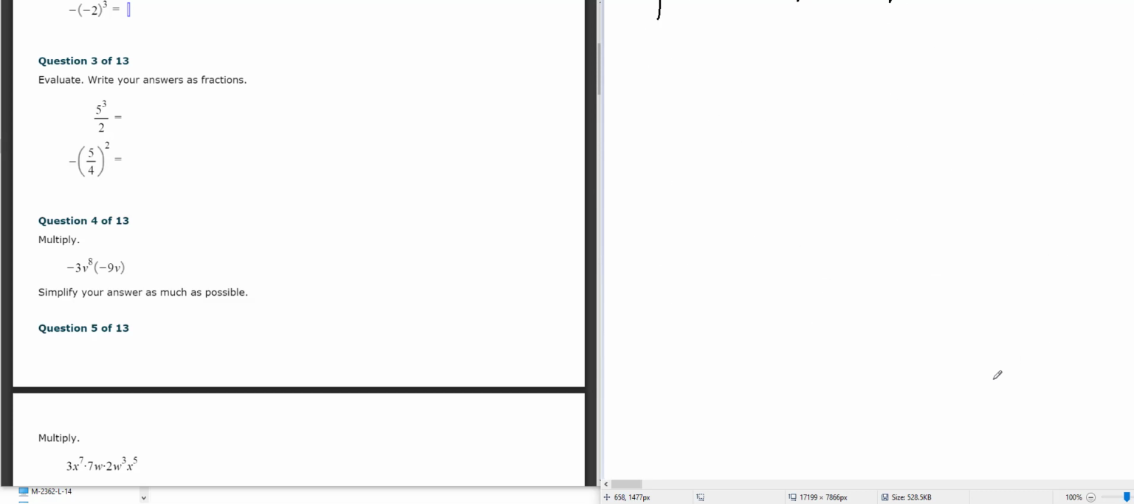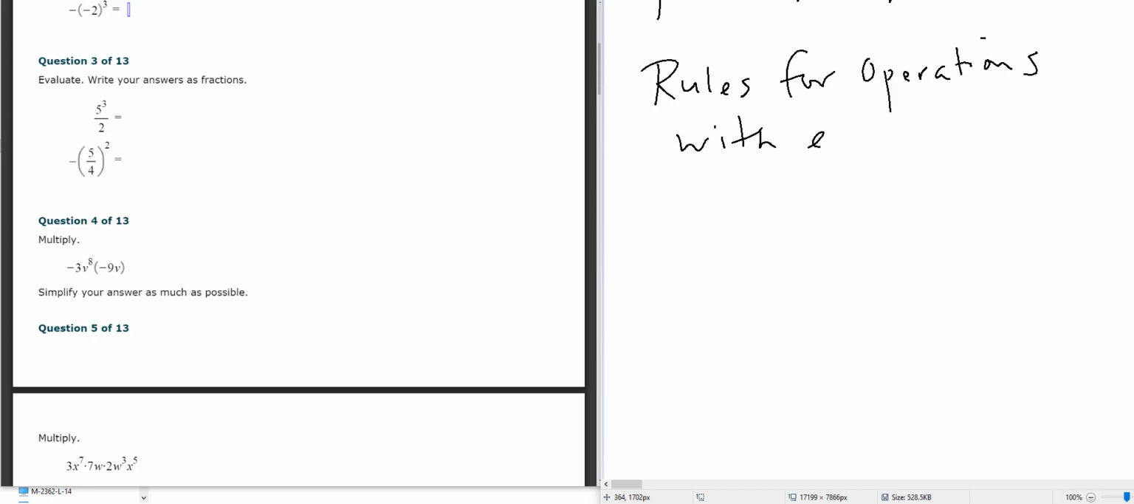Now let's talk about the rules for exponents with operations. So rules for operations with exponents. And these are going to be the rules for multiplying and dividing. The rules for adding and subtracting are just the rules for like terms, okay? So we'll do a couple of those a little bit later, but let's talk about multiplying and dividing.